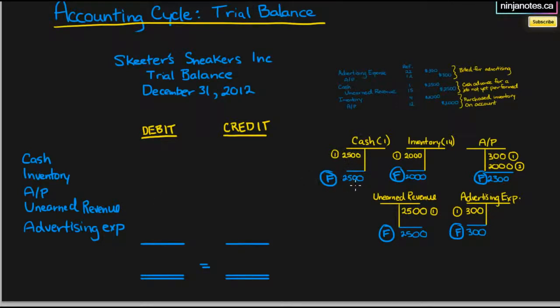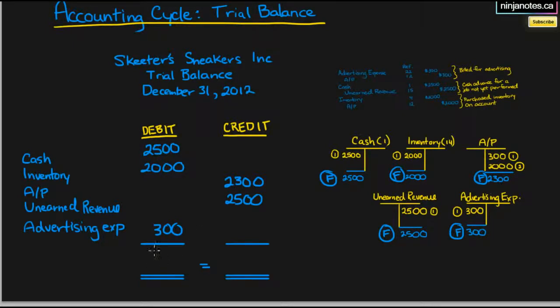So pretty simple. Let's take the numbers, and we have a debit entry of cash 2,500, so let's transfer that over here under the debit column. Inventory 2,000. Accounts payable, you'll see, is a credit entry, so make sure you move to the other side, listed as a credit, because it's liabilities and payables. Normal balance is a credit. Unearned revenue 2,500 is going to be a credit as well. Unearned revenue, normal balance, is a credit as well. And advertising expense is going to be a debit entry, because the normal balance of expense accounts is a debit.